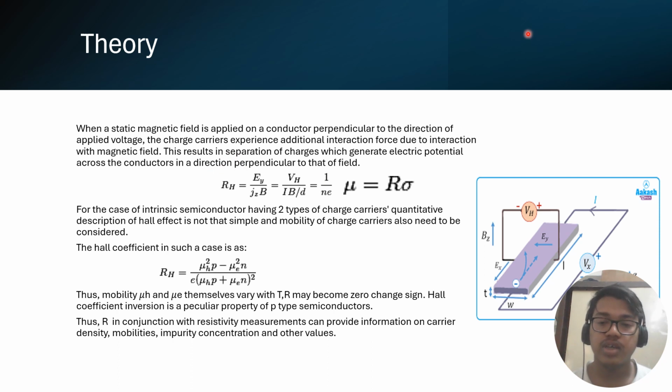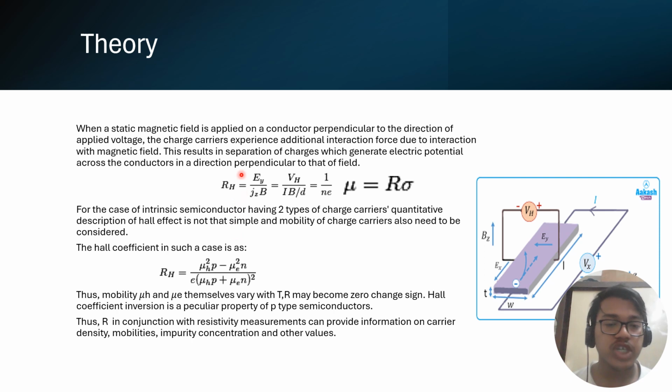So as you can see in the diagram, this is the direction of the current, and the magnetic field is applied perpendicular to the direction of the current, and we get an electric potential or electric field in the direction perpendicular to both the current and the applied magnetic field.